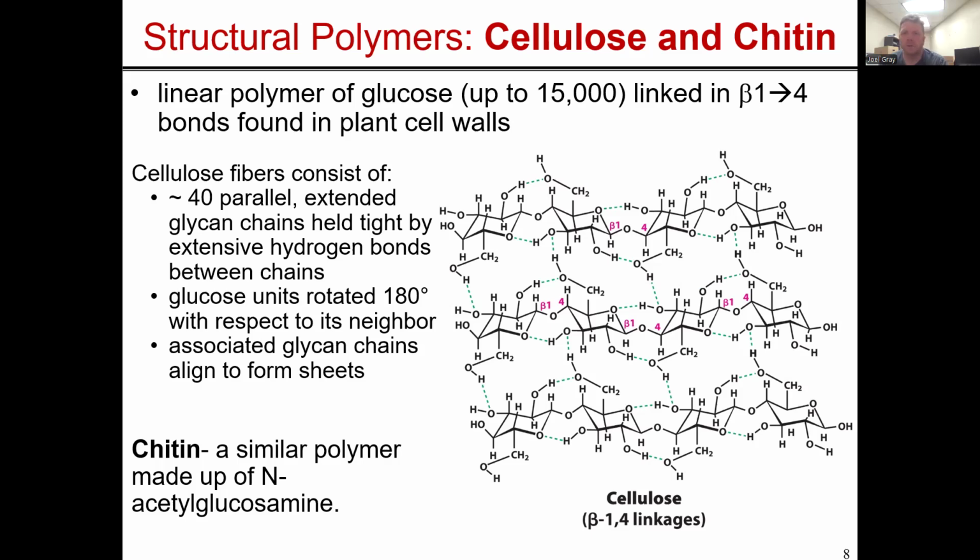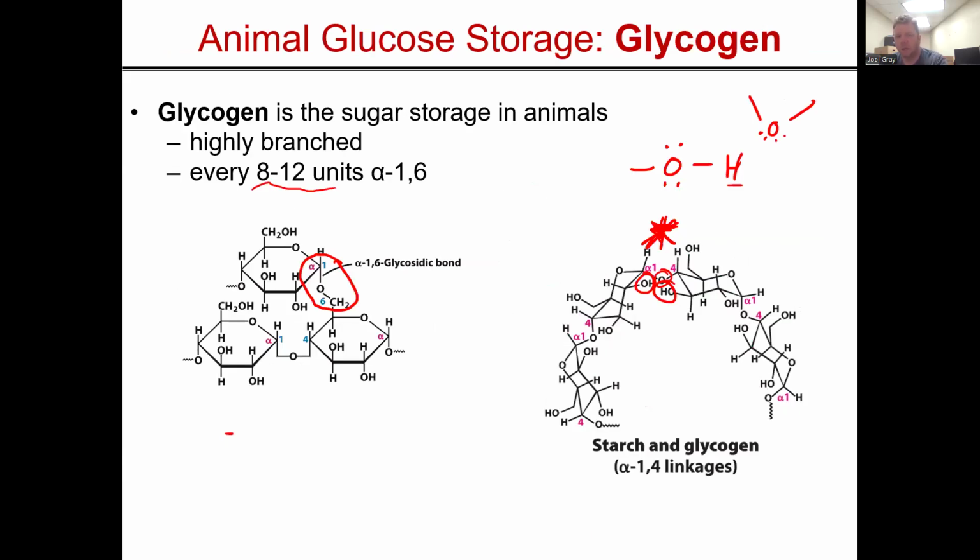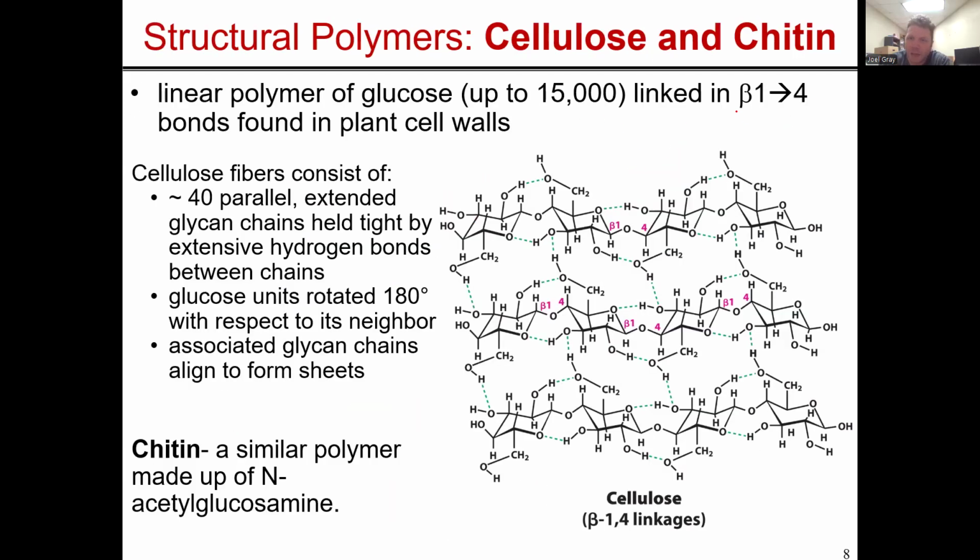Or sorry, linear polymers of glucose can exist in the form of cellulose as one, and chitin as another. Now, the biggest difference between cellulose and glycogen and amylopectin is this right here. Rather than alpha, we have beta configurations. Now, that's absolutely necessary to recognize because what do we know about enzymes? Enzymes are extremely specific. Enzymes are selective.